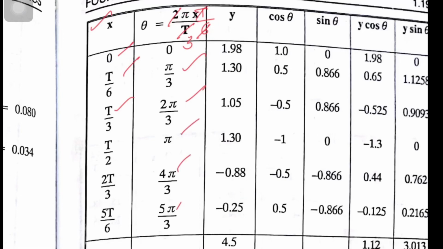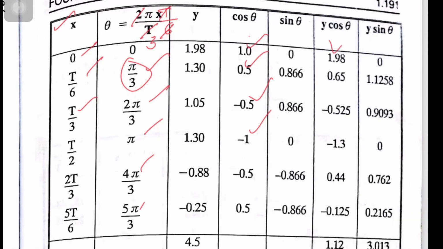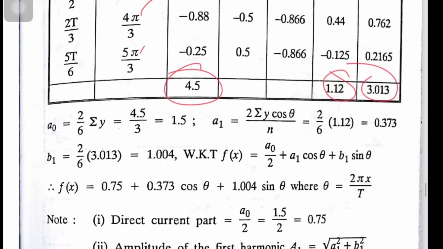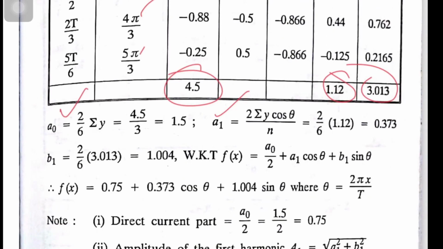Then you take your calculator and start putting for cos 0, cos pi by 3, cos 2 pi by 3, cos pi. Just put the values, and sin theta. Then you do y cos theta and y sin theta. Then get a summation of everything, y also. Then find out our a0, a1 and b1 respectively. Then use our formula, f of x.